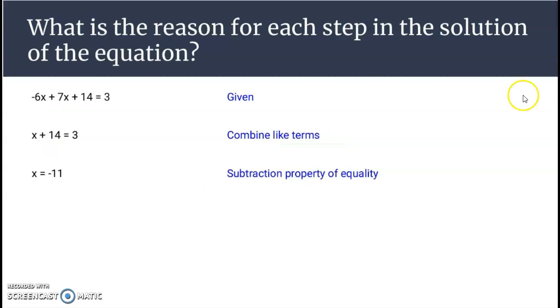Let's look at another one. Each step in the equation, so here's our given. This is the equation: negative 6x plus 7x plus 14 equals 3. They combined negative 6 and positive 7 to get a positive 1x, and that's the combine like terms property. And here it looks like a subtraction happened, minus 14 from both sides. 3 minus 14 gives us negative 11, for the subtraction property of equality.